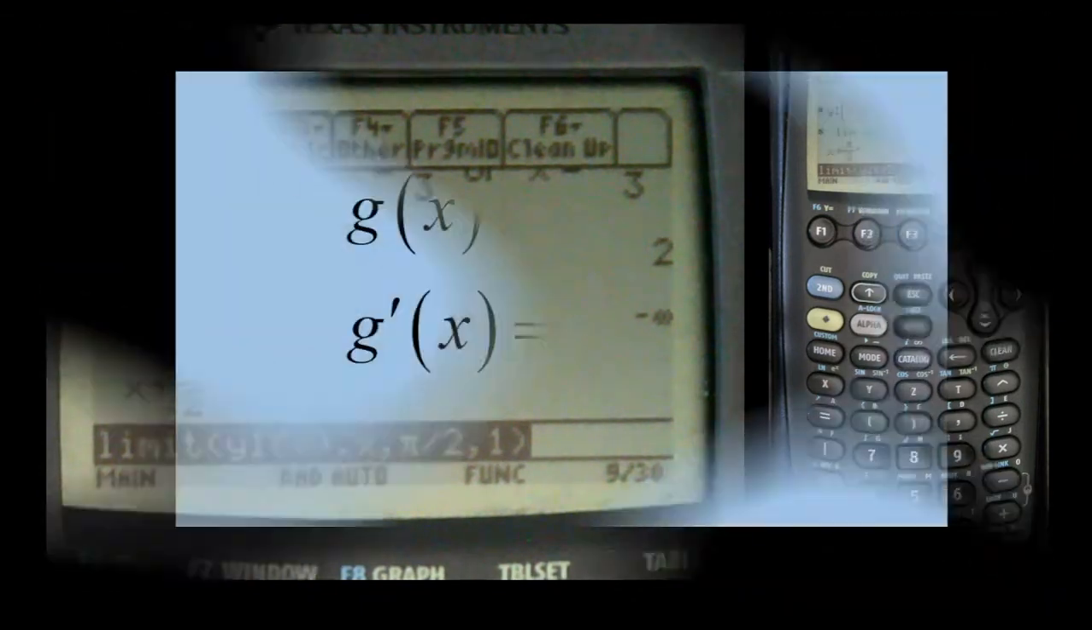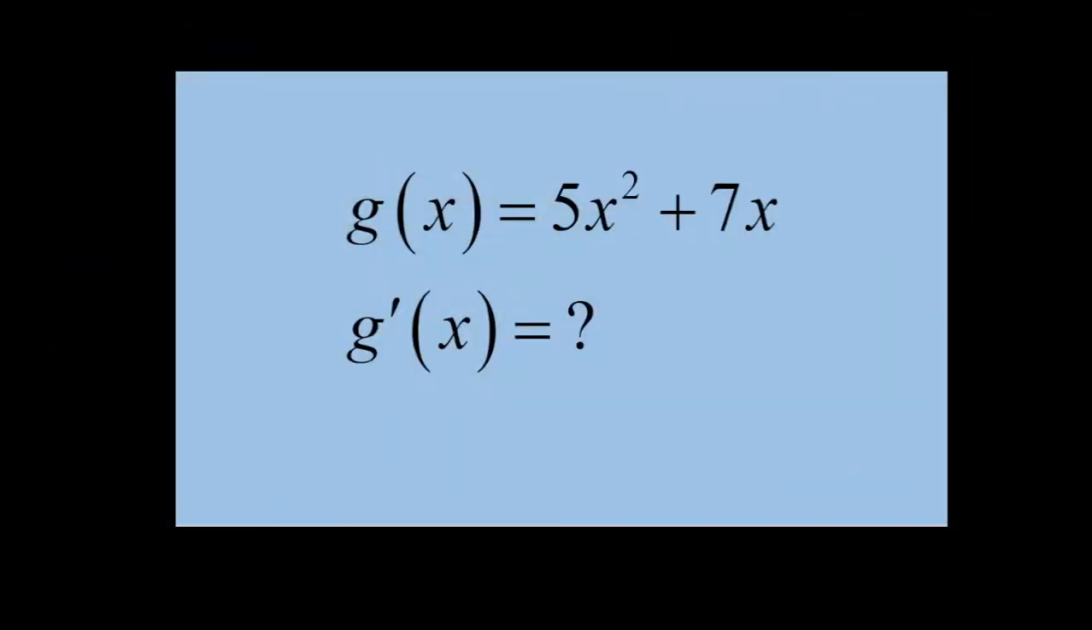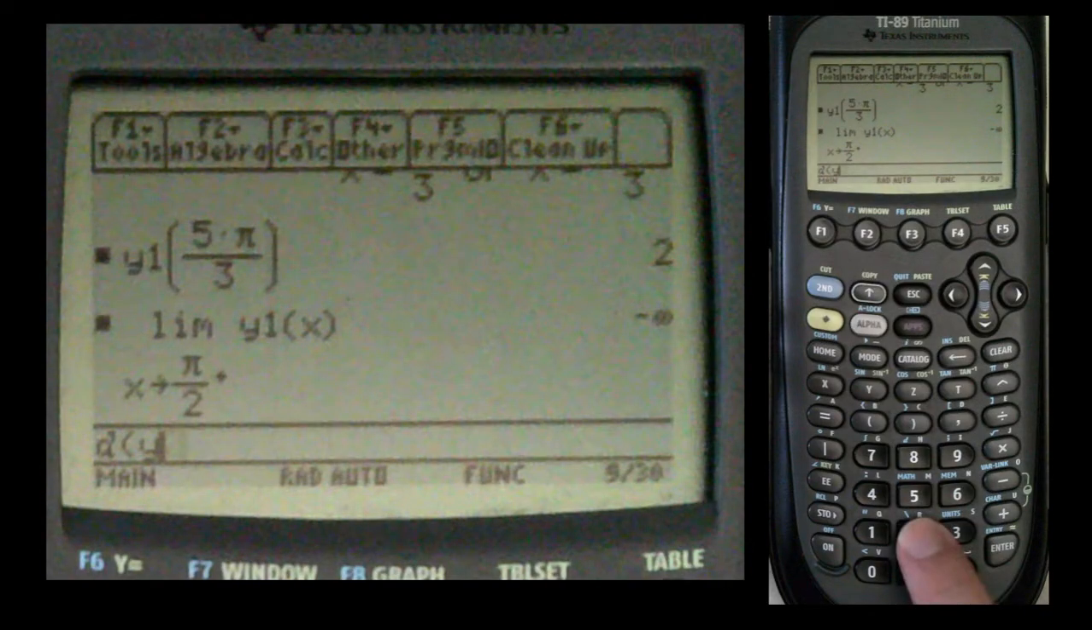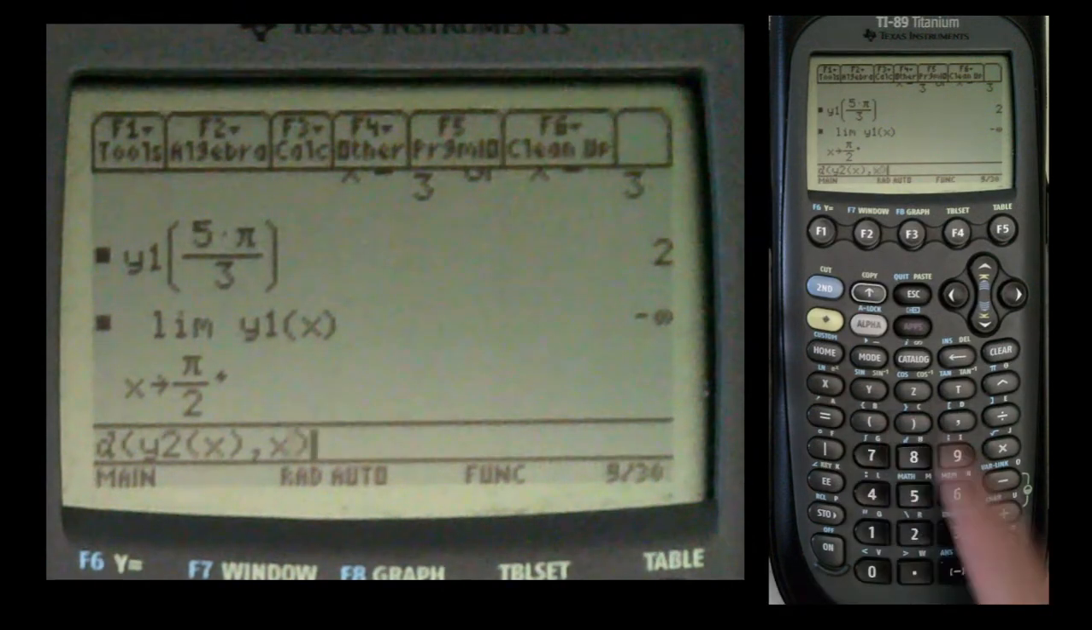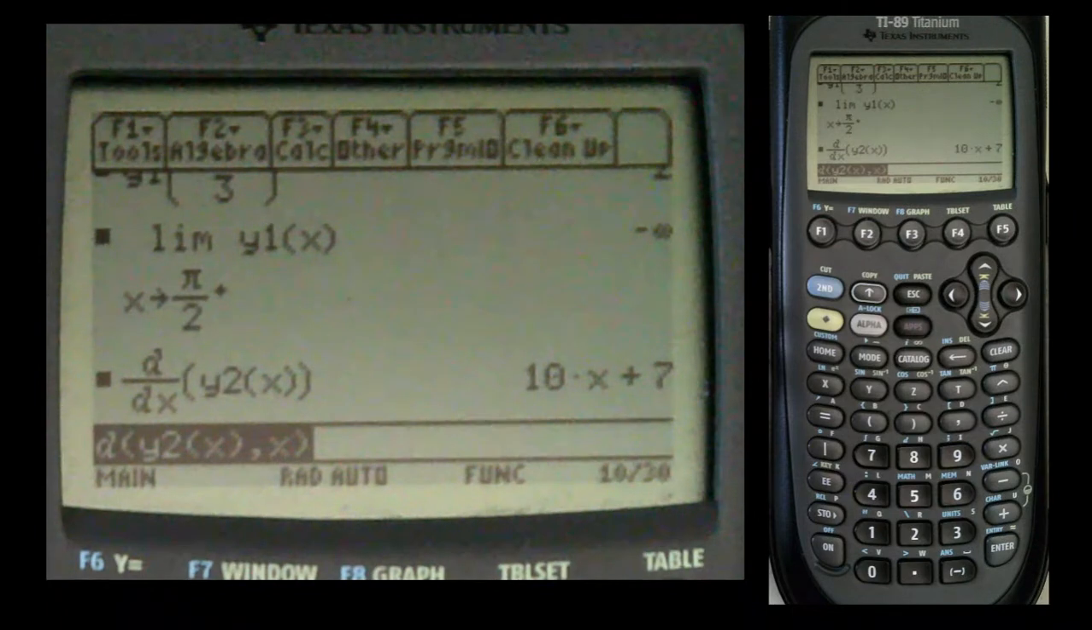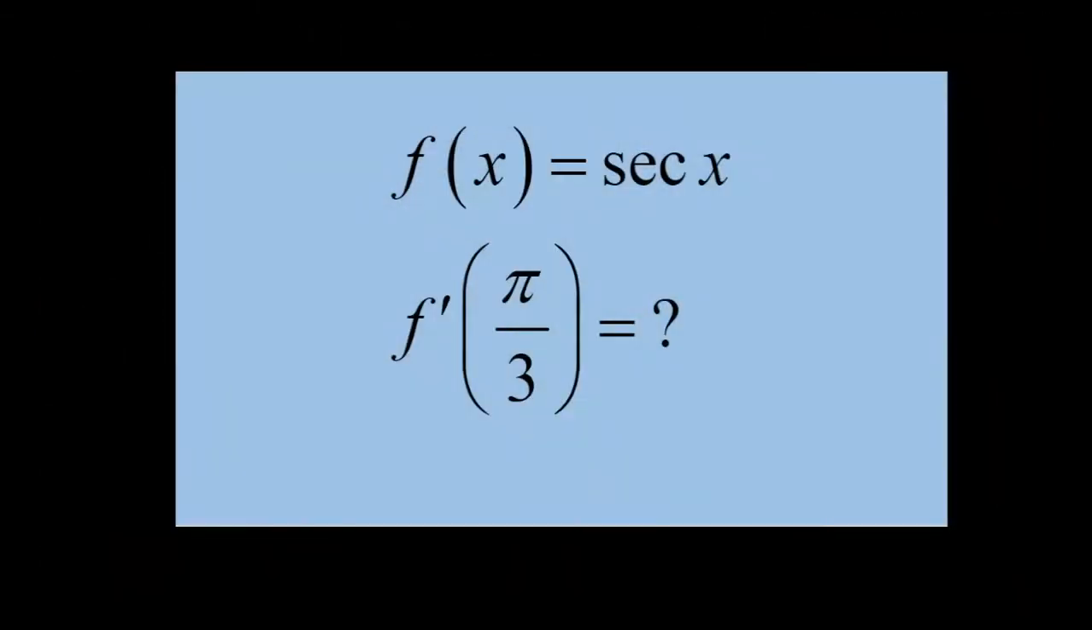We can use this to take derivatives. So I can do the derivative, which is here. You can also get it from the menu above. y2 of x comma x. We can put that in, find the derivative. That would be g prime. We could take the derivative and evaluate it at a specific point like pi over 3.